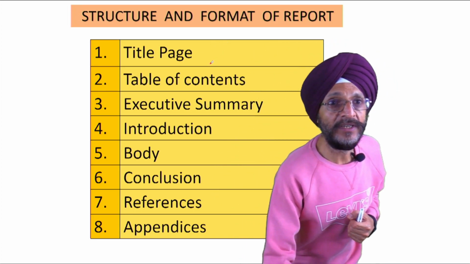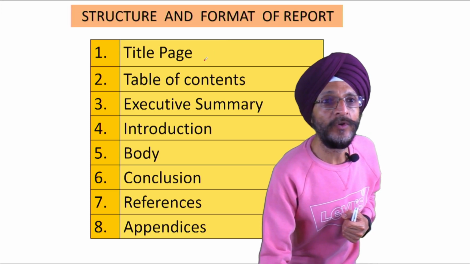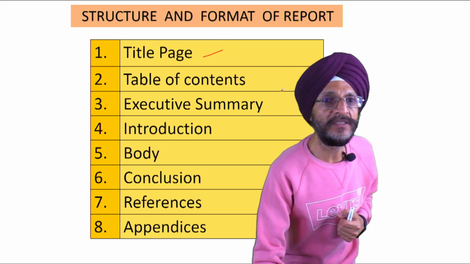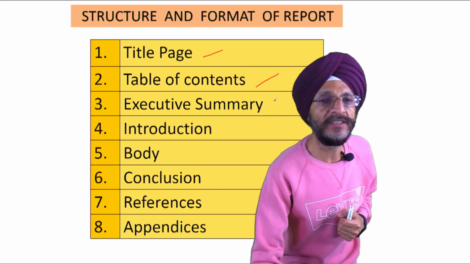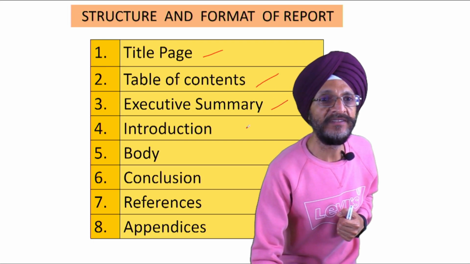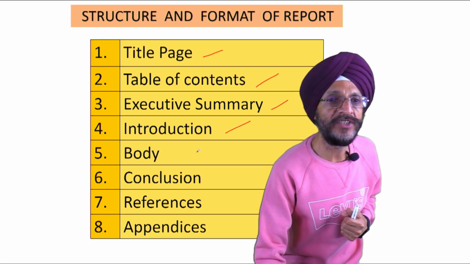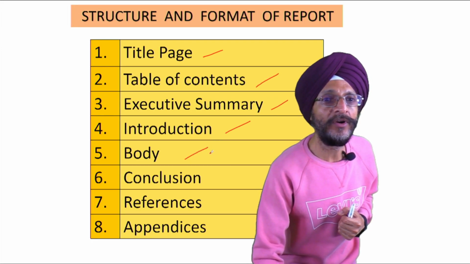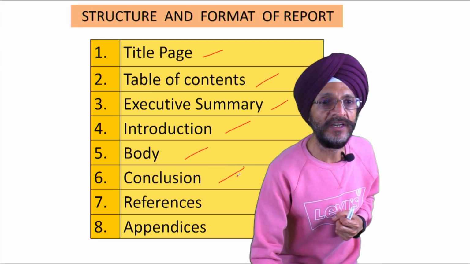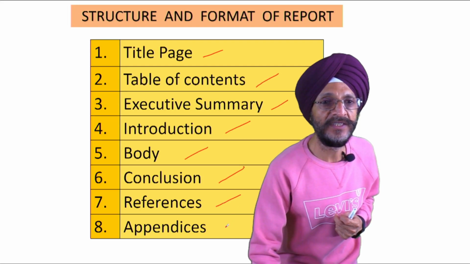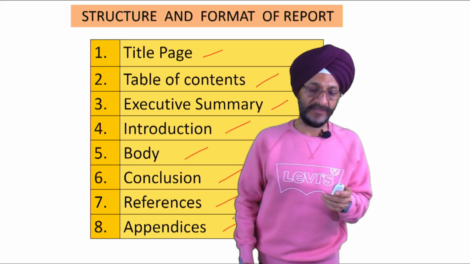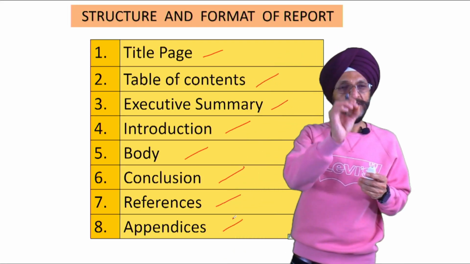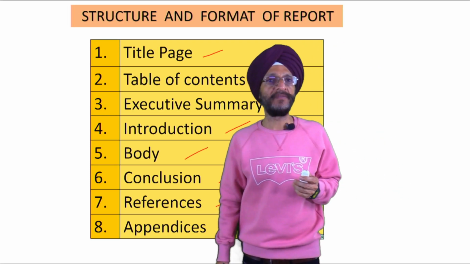These are the elements of the report. First is title page, second table of contents, executive summary, introduction, then body, sixth conclusion, references and appendices. We will discuss each of these points one by one.